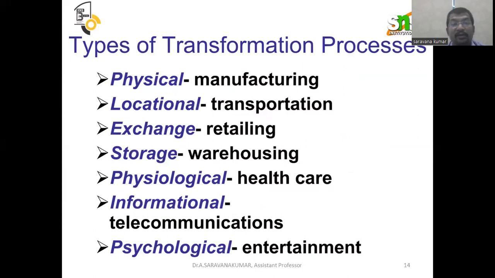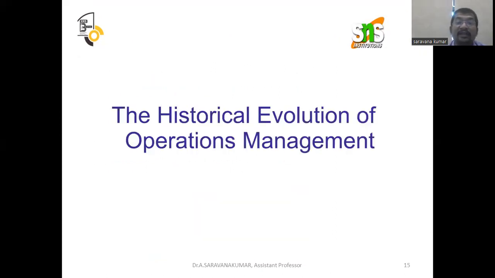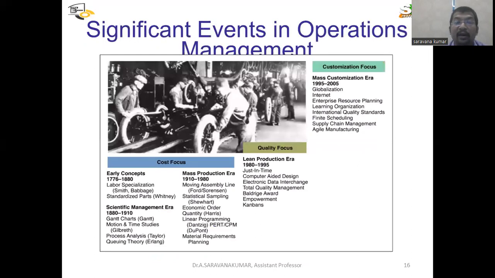Types of transformation process. Everything we have discussed is about the transformation process. It is related to physical, manufacturing; locational, transportation; exchange, retailing; storage, warehousing; physiological, healthcare; informational, telecommunications; psychological, entertainment. These are the types of transformation processes. Next we are going to discuss the historical evolution of operation management, meaning some of the terminologies related to it.